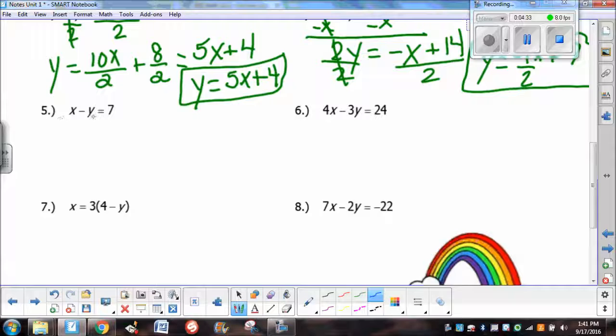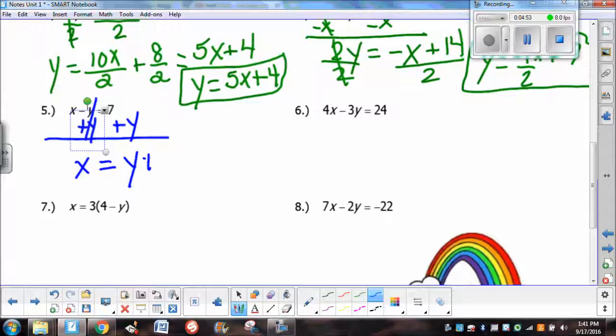In number 5, watch what I'm going to do. Y is right here and it's a negative y. Watch what I can do. If I add y to both sides, that's something different. I'm left with x equals, put the variable first, y plus 7.